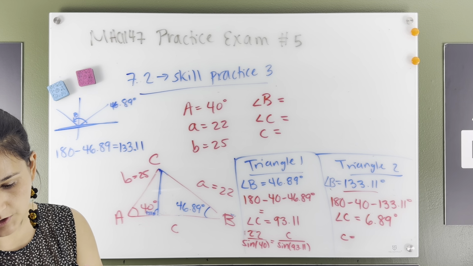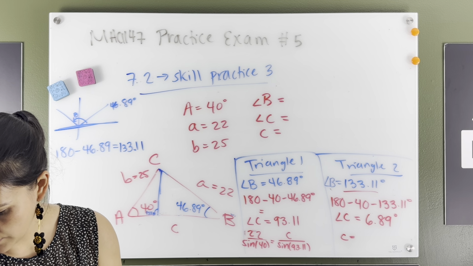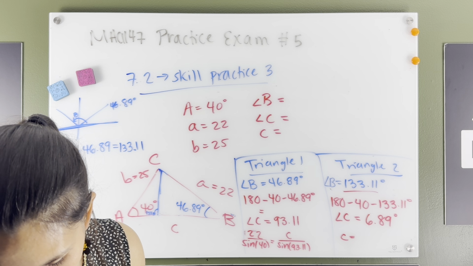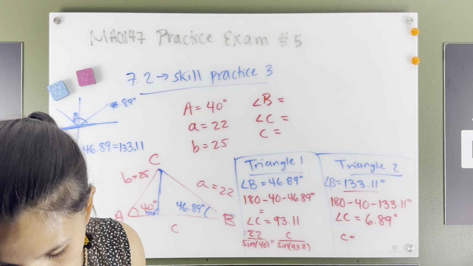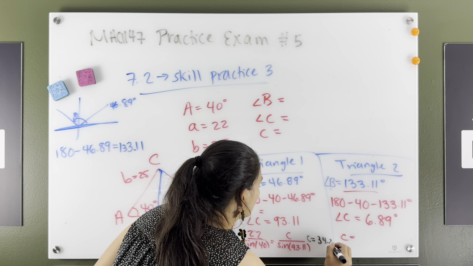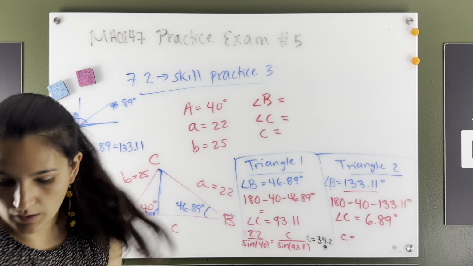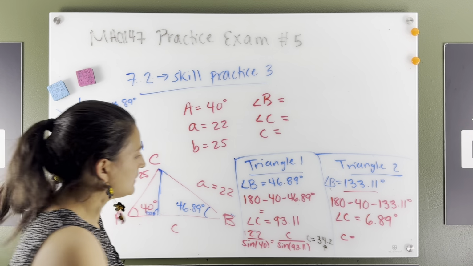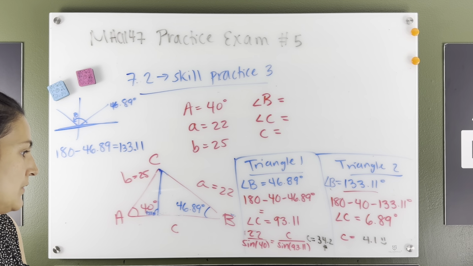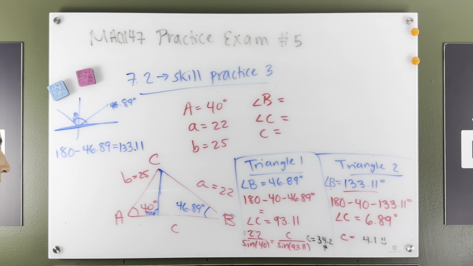Using a different color, you should get, let's see, what you get, C is 34.2. I didn't continue with this one, so you should get close to that. And then this C would be 4.1 using law of sines. Alrighty, those are the answers. Okie dokie. So that's it for law of sines.